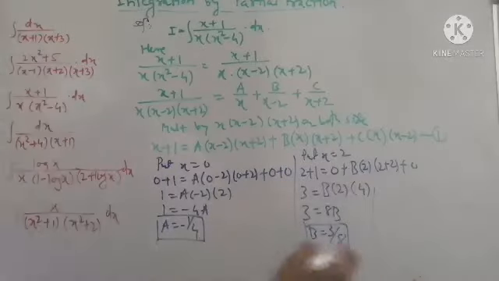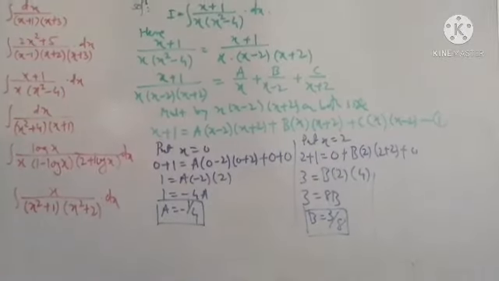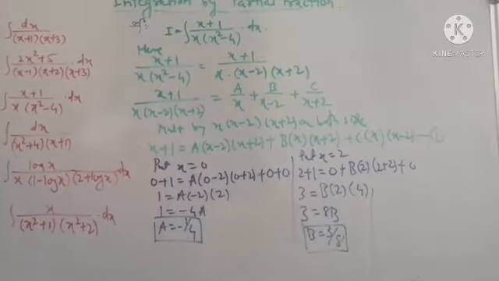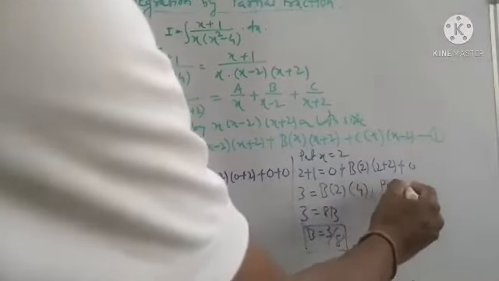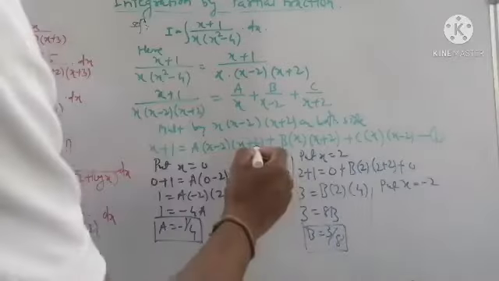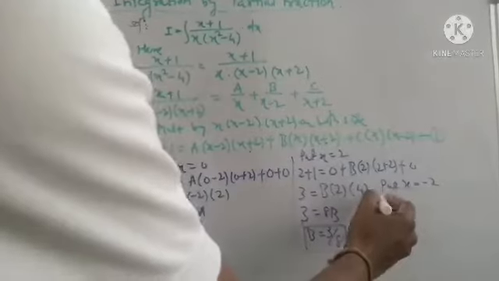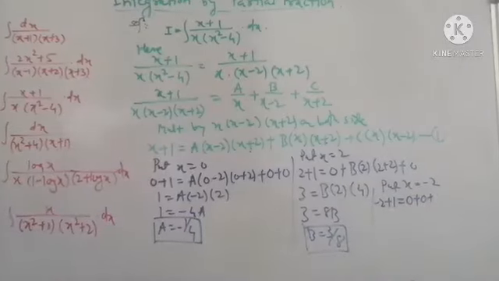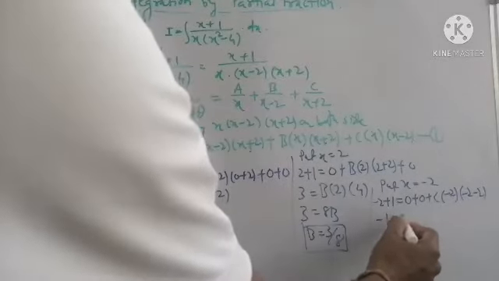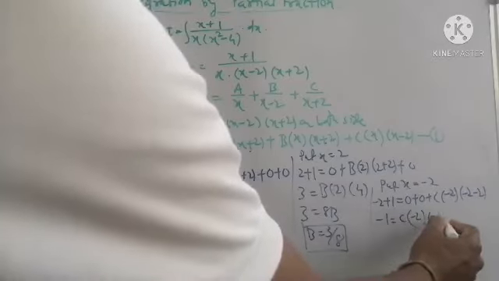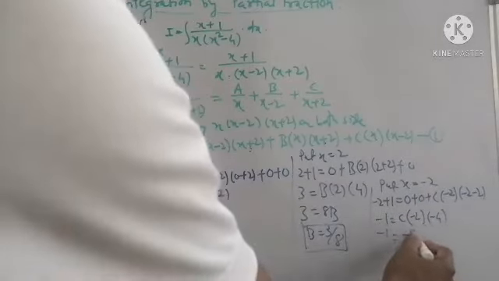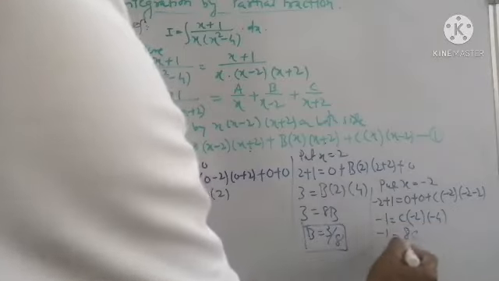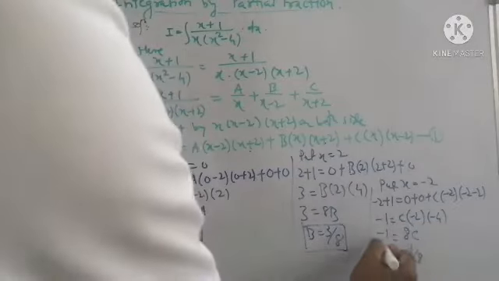Now the value of c. For that we check the common factor in a and b, which is x plus 2, so we put x equal to minus 2. On the left hand side minus 2 plus 1, and on the right hand side the terms of a and b are eliminated, and in the term of c, in the first bracket we get minus 2, in the second bracket minus 2 minus 2. So minus 2 plus 1 is minus 1 on the left hand side, and c is multiplied by minus 2 and minus 4. So minus 1 is equal to plus 8c. Therefore c will become minus 1 upon 8.